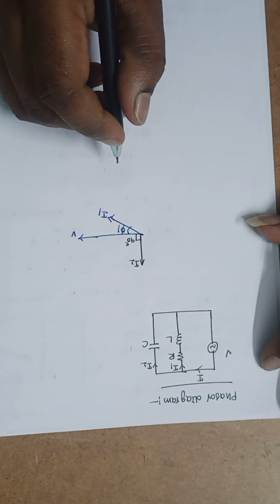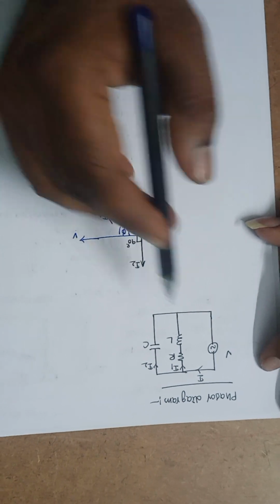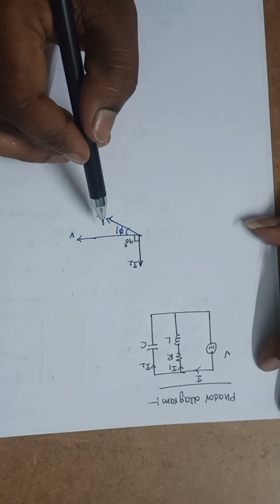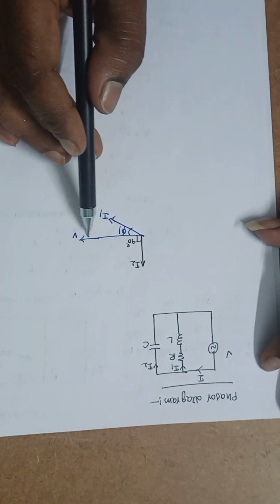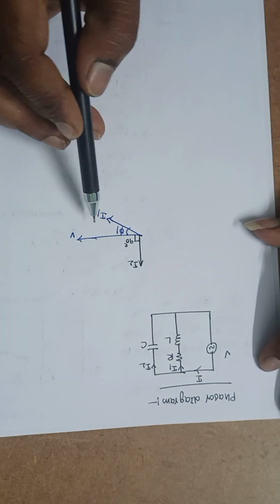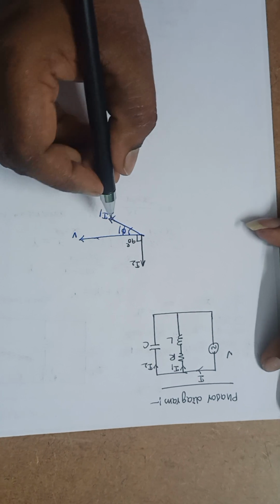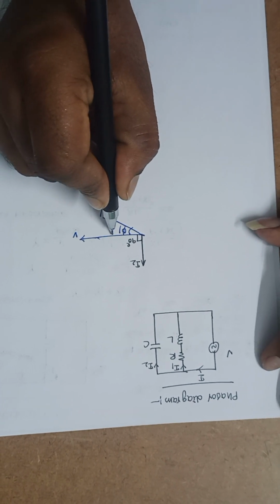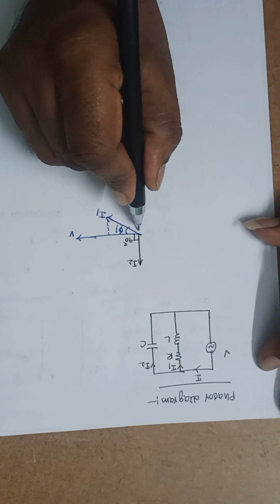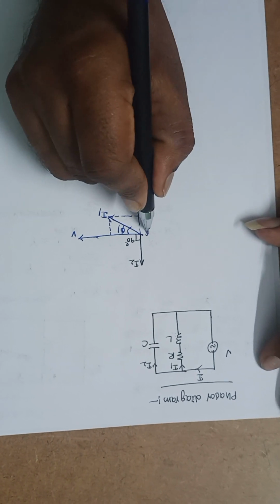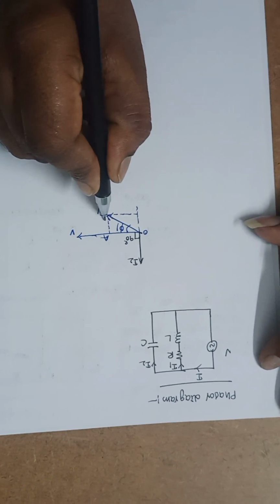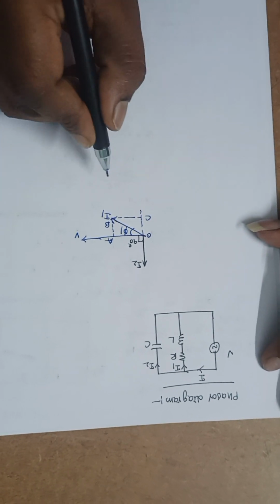Now, for finding the quality factor, another thing should be drawn here. Anyway, under resonance condition, this I and V should be in the same direction. So this I will be like this. Extend this one, this one. So let us consider this O, A, it is B, it is C.